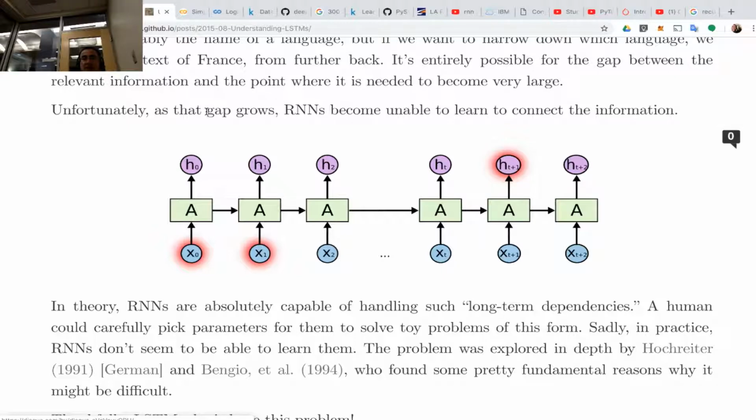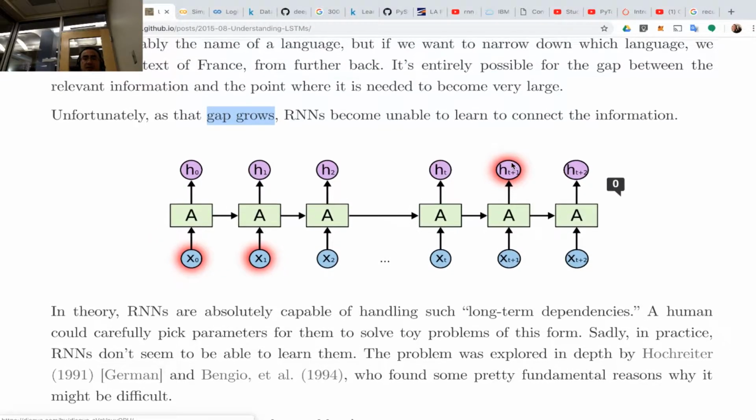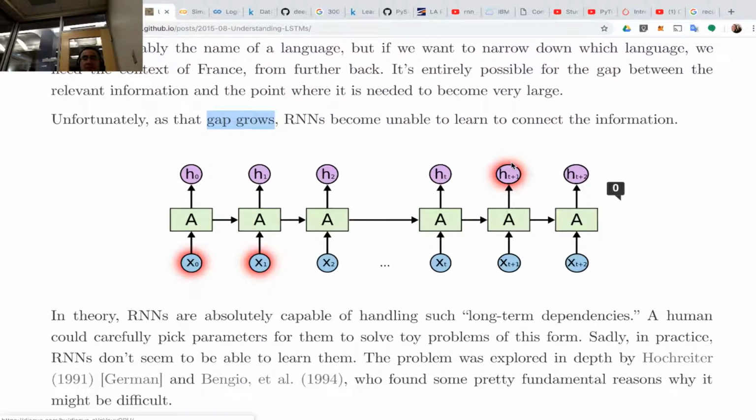Because if the gap grows, if this is widened, let's say the things that you need to go back, let's say go back way back like x0, while you are trying to answer the h1 million, right? Then there's no way to go back there because it's like gone. The data is gone, completely gone, right?